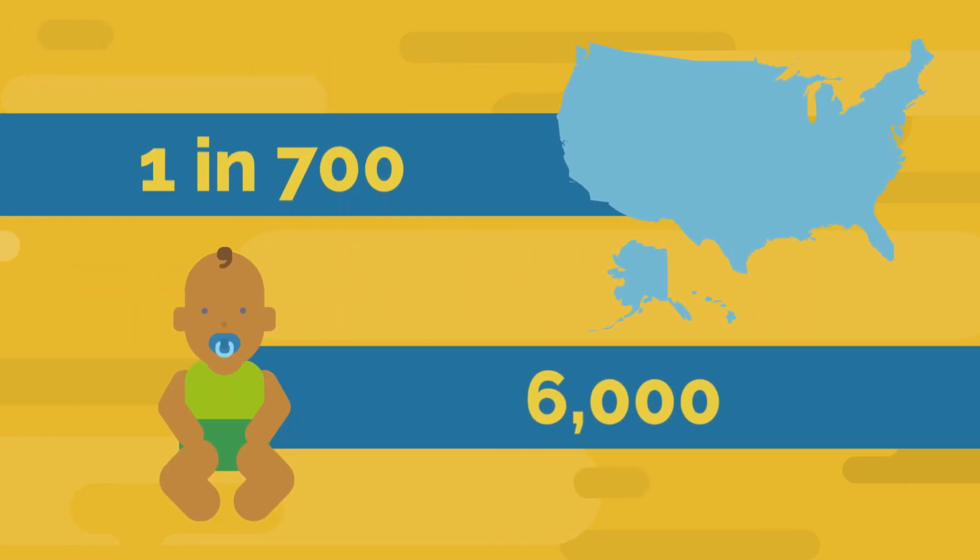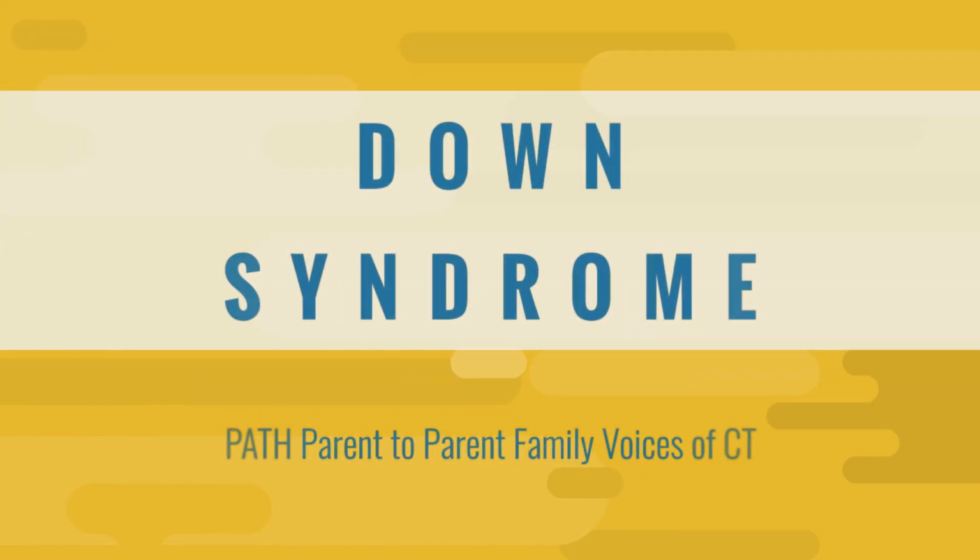According to the CDC, in the United States, about 1 in 700 babies are diagnosed with Down syndrome each year. In other words, Down syndrome occurs in about 6,000 babies, making it the most common chromosomal condition in the nation. In this video, we are going to discuss the different types of Down syndrome, common treatments, and the people who are diagnosed with this condition.